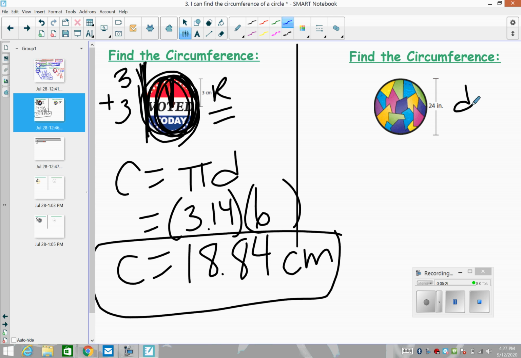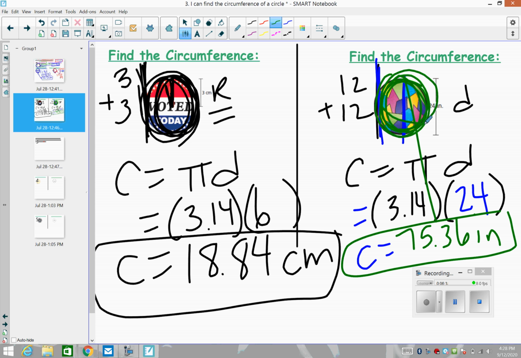Type it in. So we get 3.14 times 24, which is 75.36, and the unit on that is inches. That is the distance around that circle. 75.36 inches circumference. Yay!